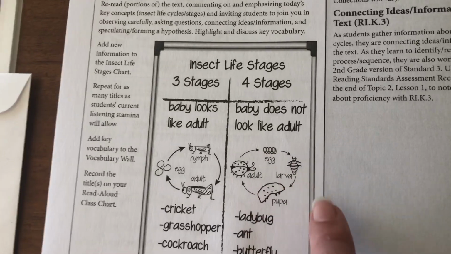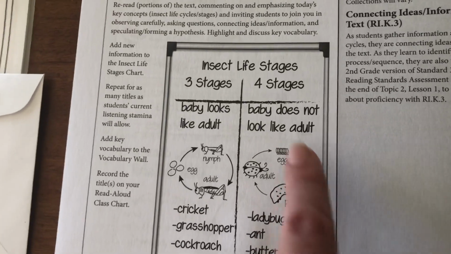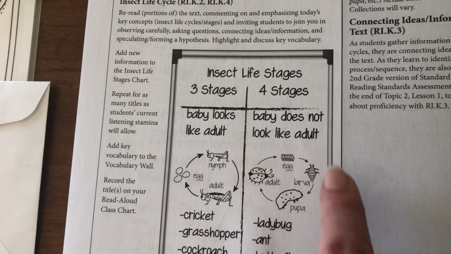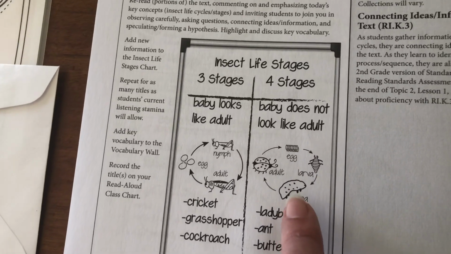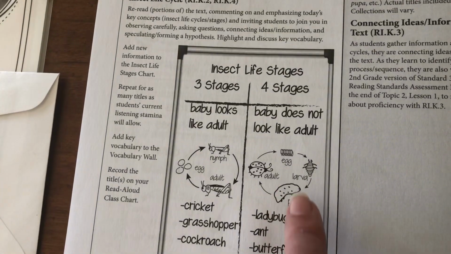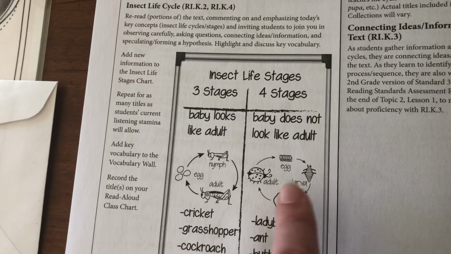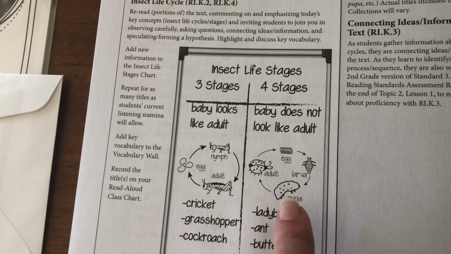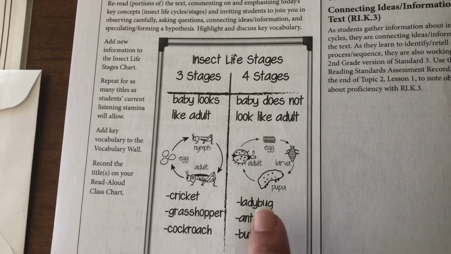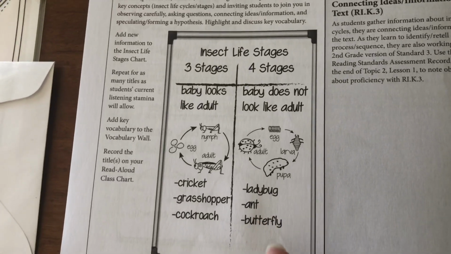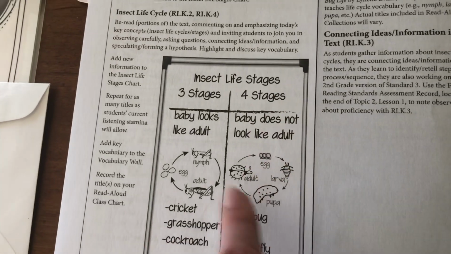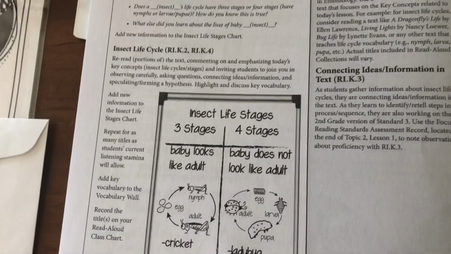And then here's that ladybug. Starts as an egg, turns into the larva. Baby does not look like the adult. Has to grow a pupa. Lots of changes happen during this stage. And then when they come out of the pupa, they're the adult. And ladybugs, ants, butterflies, and we also learn bees have the complete metamorphosis.